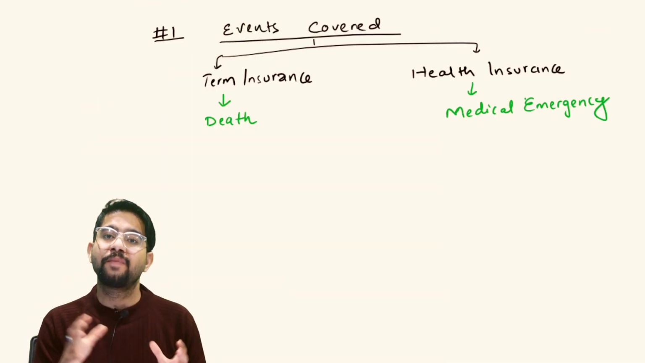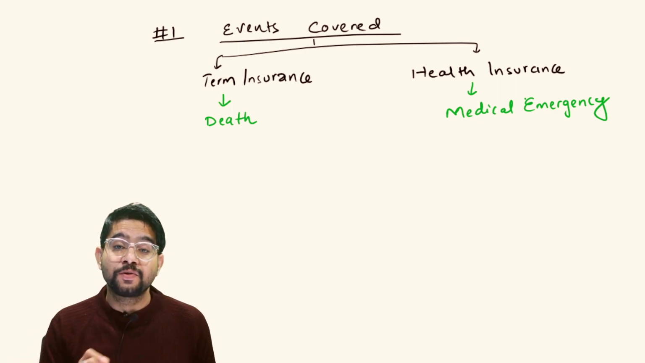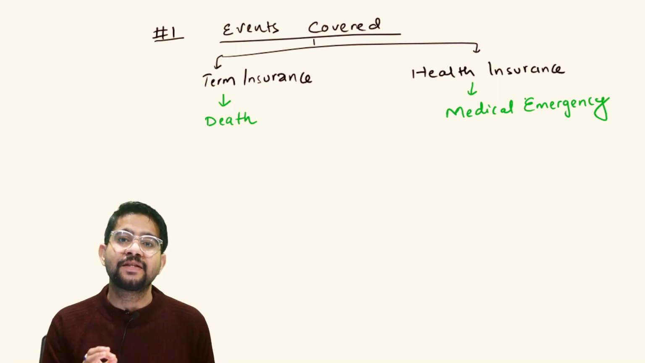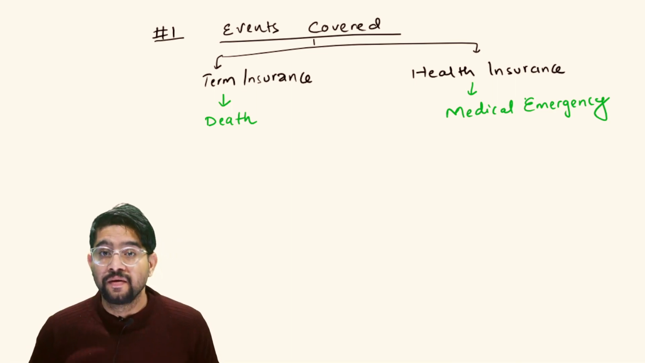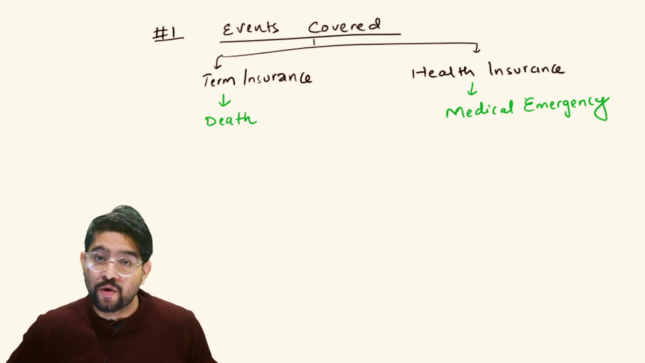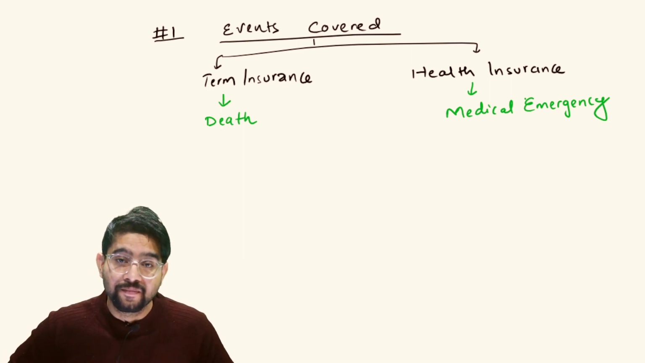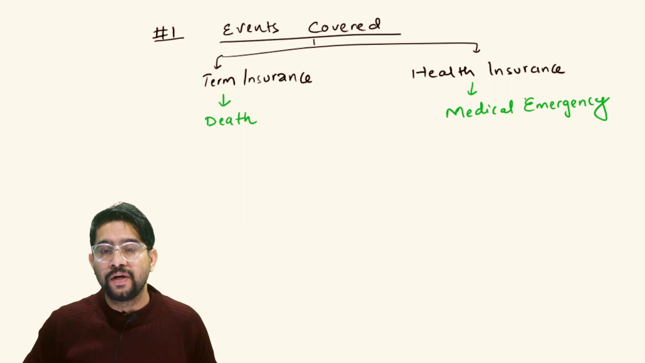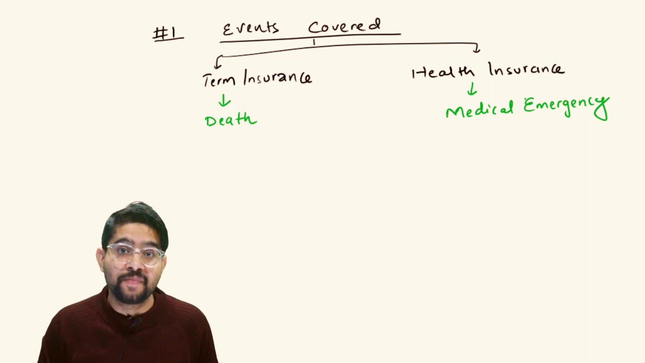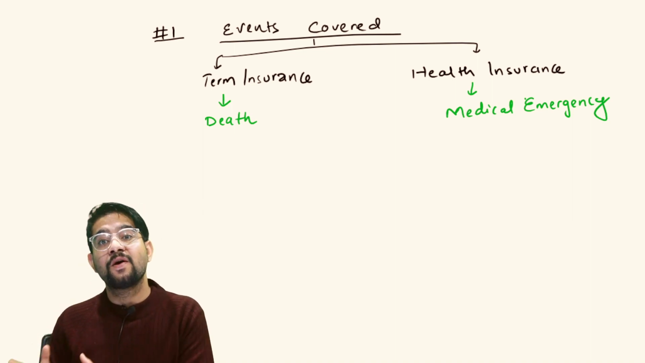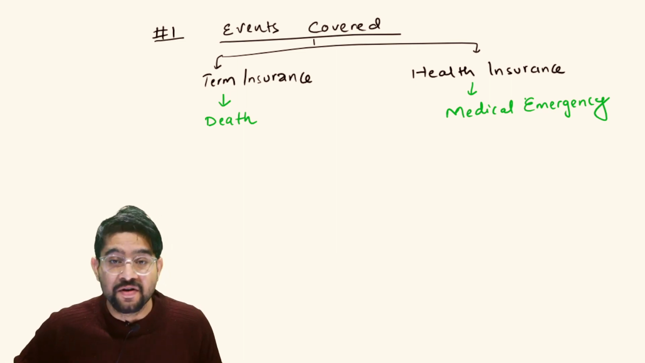First heading will be event covered, but इसके लिए हमें इसका ऑब्जेक्टिव समझना पड़ेगा. टर्म इंश्योरेंस का उद्देश्य ये है to provide the financial support to the family members of a person who has died, whereas health insurance का जो ऑब्जेक्टिव है to provide the financial support in case of medical emergency. तो event covered क्या हुए? In case of term insurance, death would be the event that is covered by the insurance policy, whereas in case of medical insurance, the medical emergency would be the event covered by the policy.